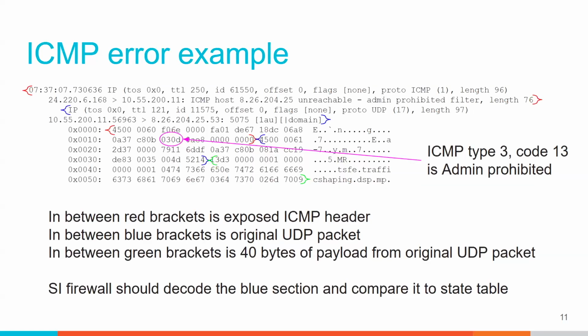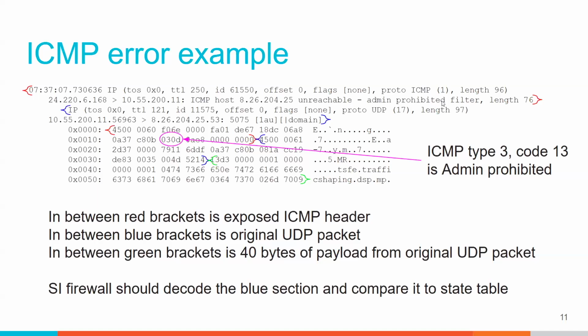But here's an example of an ICMP error. I know the screen looks a little busy, so follow along with me here. See the left-hand red bracket and the right-hand red bracket? That's showing a decode of the ICMP header that is exposed on the outside of my packet. So this is an IP packet identifying that it's an ICMP packet, so byte 9 is going to be set to 1. It's going to say it's an ICMP packet. And this is set to administratively prohibited.